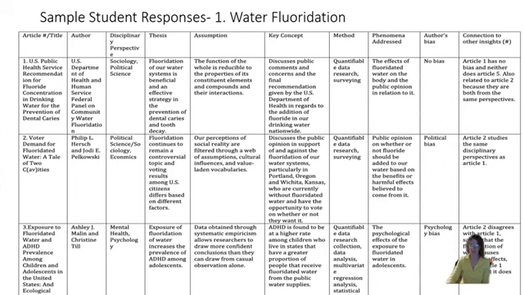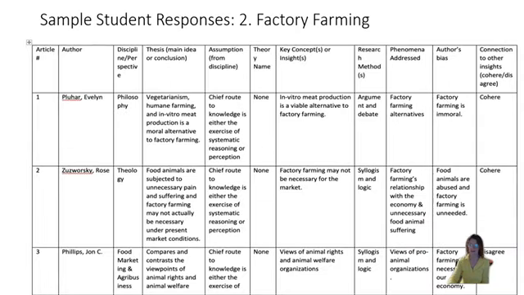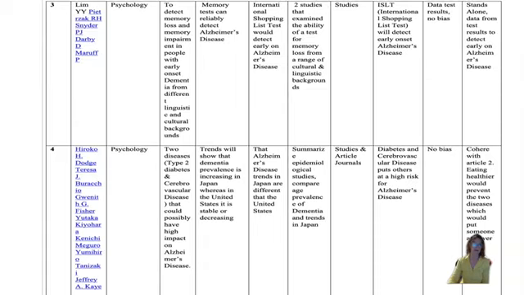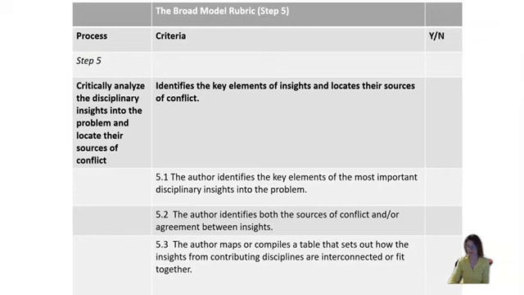And you can see by an example here, here's a student that looked into water fluoridation, and you can see that he or she has actually identified key ideas, different assumptions made by the discipline, the different methods used, and then they've actually used that final column to compare the insights among the different disciplinary perspectives. And you can see this particular student looked at factory farming, for example. And here is one about Alzheimer's.